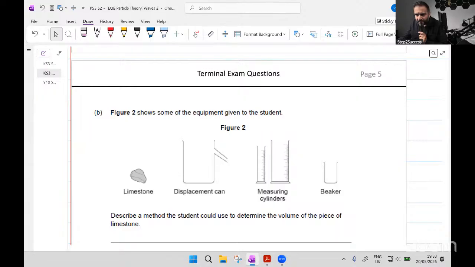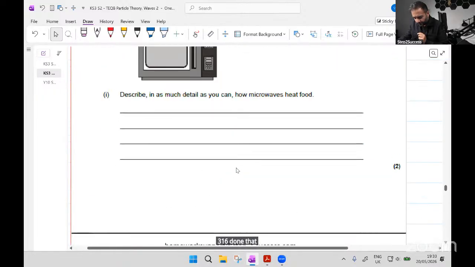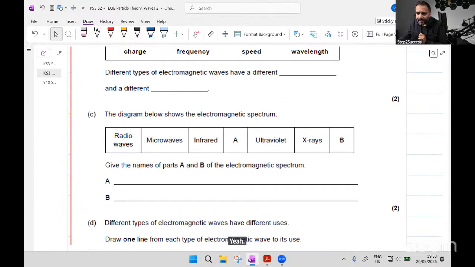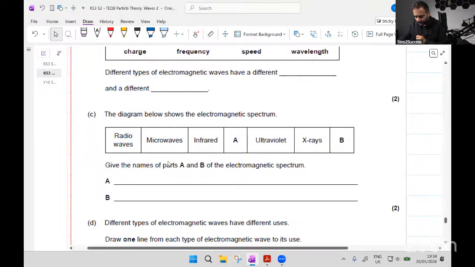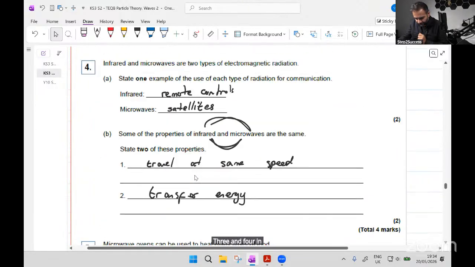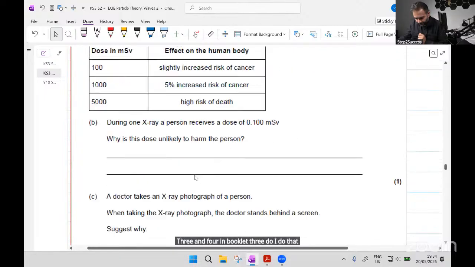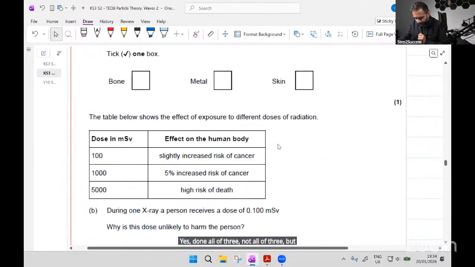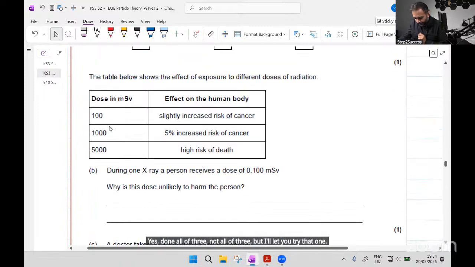316. I've done that. 60, 70. I've done that. Yeah. Okay. Did 3F just now. 3 and 4 in booklet 3. Did I do that? Yes. Done all of 3. Well, not all of 3, but I'll let you try that one.